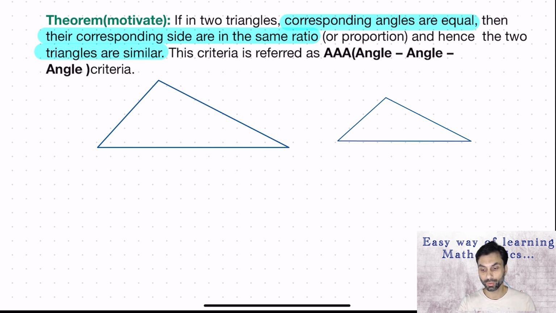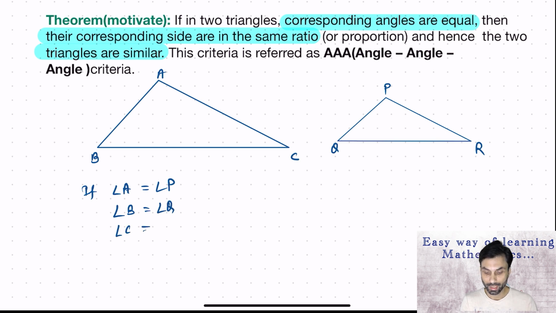So what we are going to learn in this particular theorem is that suppose ABC and PQR are two triangles such that angle A equals angle P, angle B equals angle Q, and angle C equals angle R. Then we can say that triangle ABC is similar to triangle PQR.